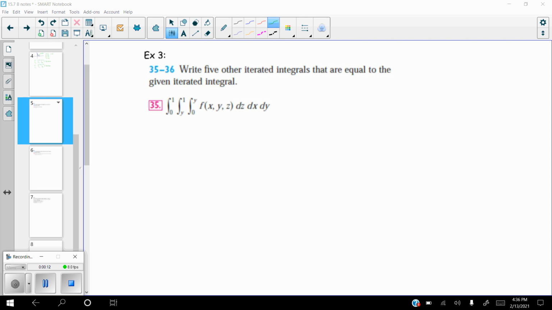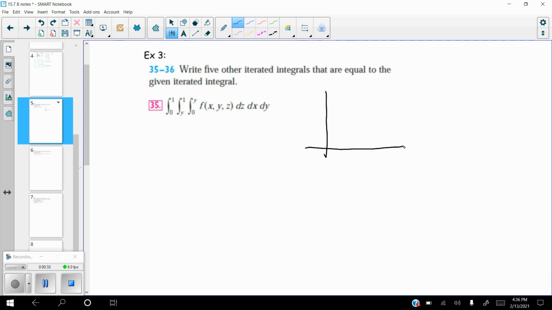So in this case, we are given one specific integral. We want to write the other 5. We are given dz, dx, dy. So that means dx, dy is going to be our first two-dimensional projection. It might be a good idea to sketch that one.